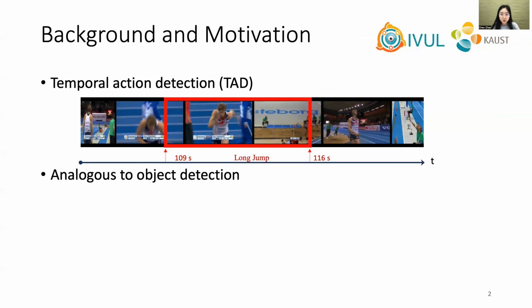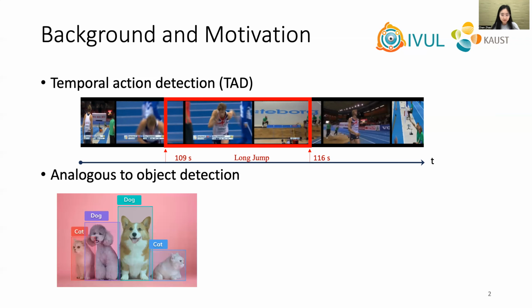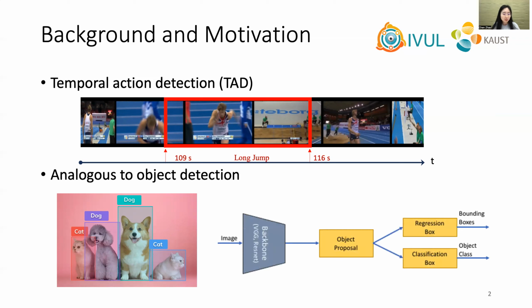Most existing TAD works draw inspiration from image-object detection, which recognizes and localizes objects in the 2D image domain. Following object detection, they usually formulate the TAD problem into the two-stage framework of proposal generation and classification.